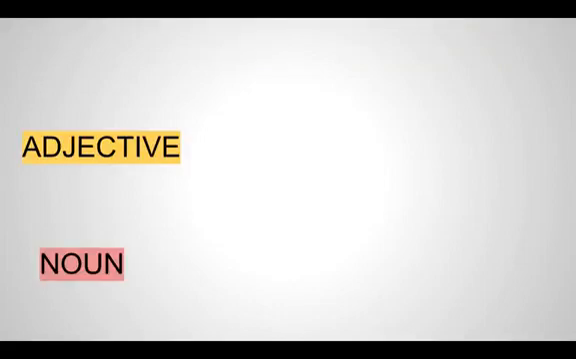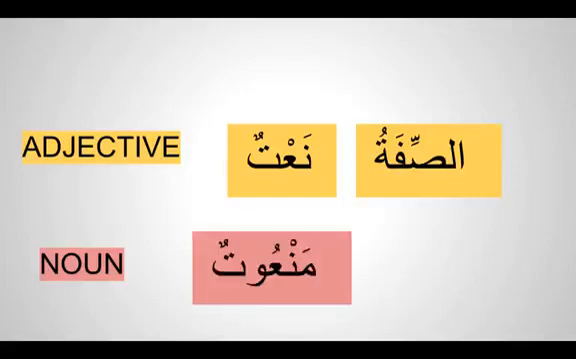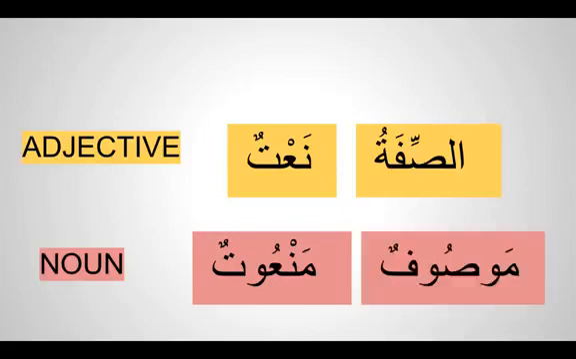So the adjective is called naat, or it's also called as-sifa. And the noun which is being described is called man'ut, or it's called mawsuf. Sifa means quality, and mawsuf means the one which has the quality. So in our class, inshallah, we'll be using the terms naat and man'ut. We can use both, but we'll stick to one for ease.